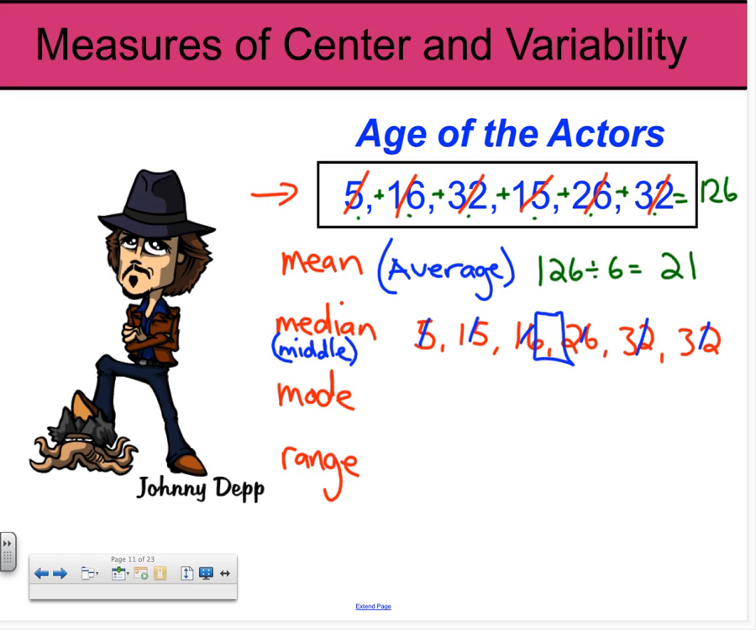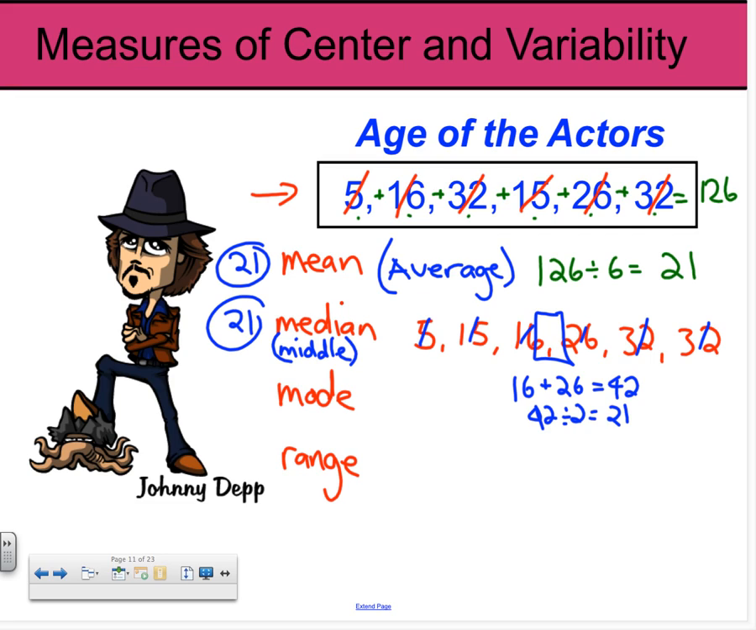So how do we locate that median? Well, you have to find what's in between 16 and 26. And the easiest way to do that is to take 16 and add it to 26, and that would get 42. And then if you take 42 and divide by 2, your answer is 21. So the median in this situation is 21. So our mean was 21. Our median is 21.